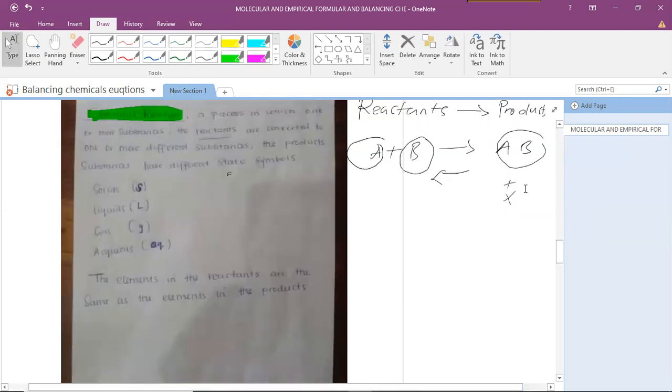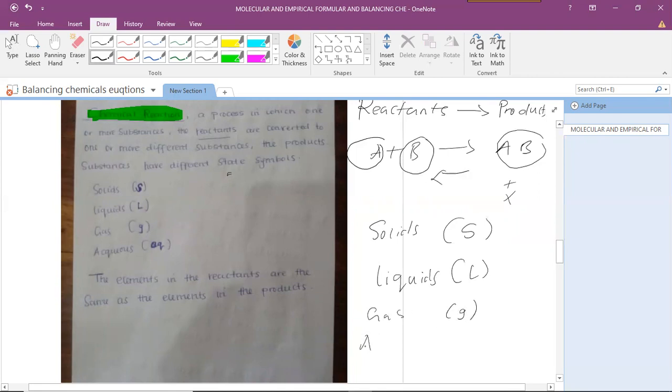And sometimes the reactants or products can be solids, and for solids, you have to say symbol capital letter S. For liquids, you can just put L there, small letter L. For gases, you say small letter G. And if it's dissolved in an aqueous solution, you say AQ for aqueous.